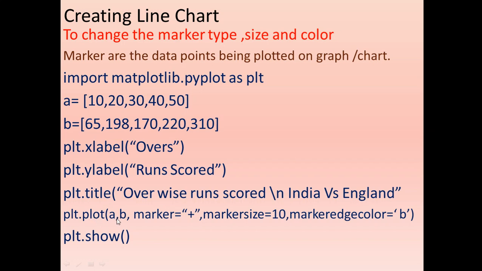So you can see here a and b, the X and Y coordinates, marker equal to plus. So wherever the data points are, they will be changed to the plus symbol. Marker size will be specified as 10, and marker edge color equal to b. b is the color code. b stands here for blue. That can be changed according to your wish. Okay, and then plt.show.